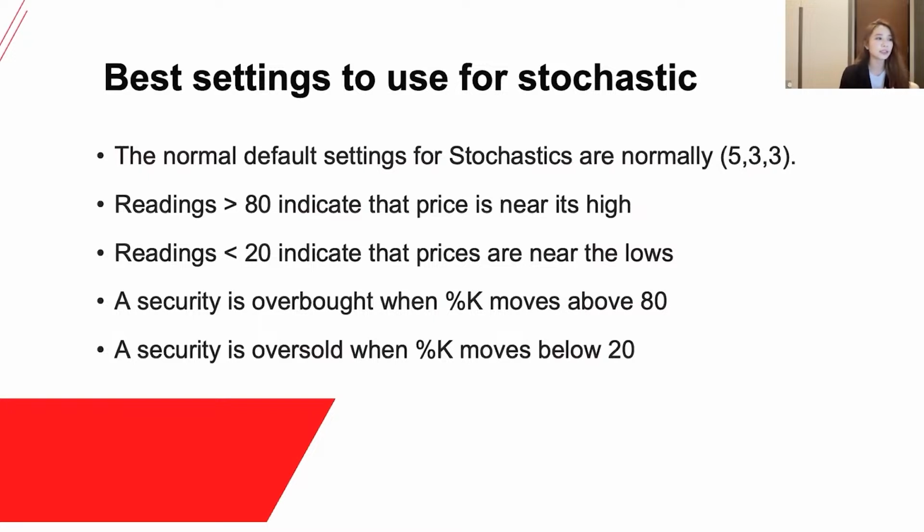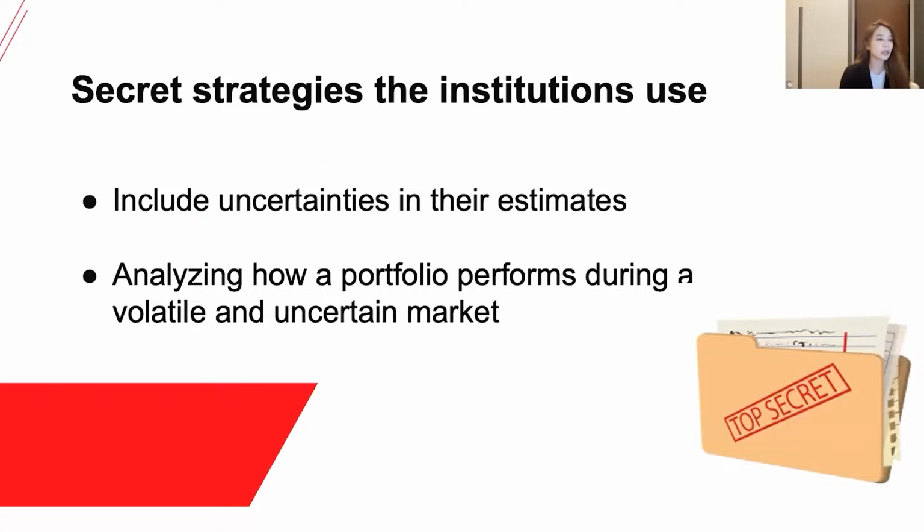A security is overbought when the percentage K moves above 80, and a security is normally oversold when the percentage K line moves below 20. I think it'll be more graphical once you get to see it, so we will look at it in a while.